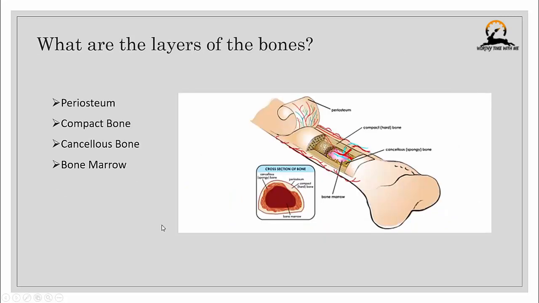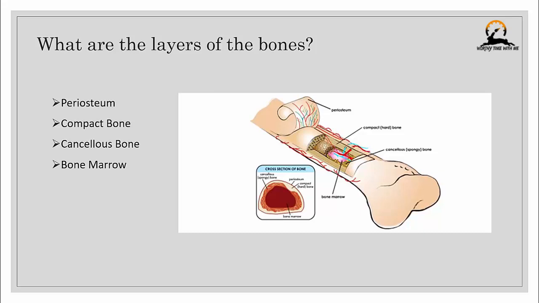What are the layers of the bone? The 4 we are going to talk about are periosteum, compact bone, cancellous bone, and bone marrow. My friends, the bone is not one layer, it is multi-layered, and each layer has a very specific functionality. Now, I'm going to tell you a little about each layer.